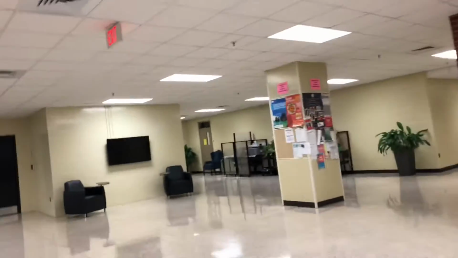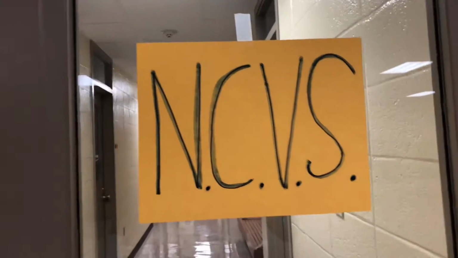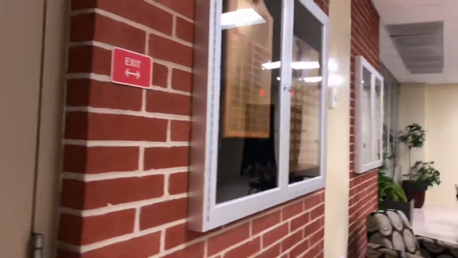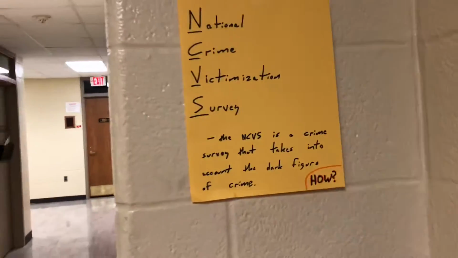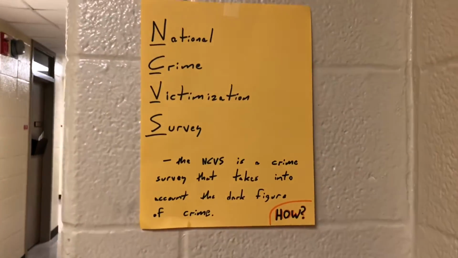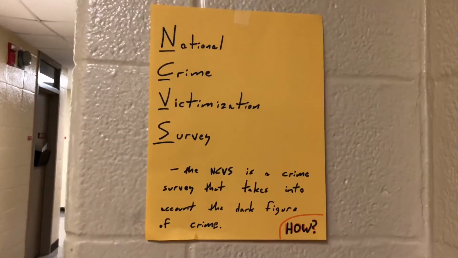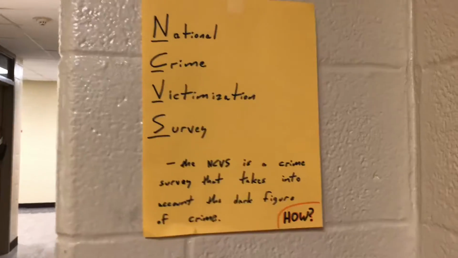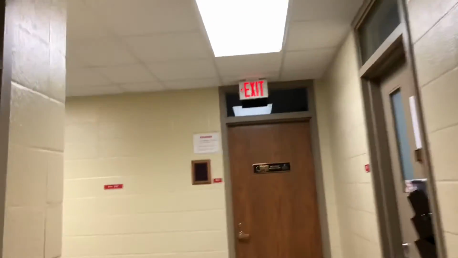now that we've gone over the dark figure of crime, let's talk about the NCVS, our final crime survey. Who thinks they know what that is? That is the National Crime Victimization Survey. And the NCVS is a crime survey that takes into account the dark figure of crime. How does it do that? Be thinking about that. How does it take into account crimes that weren't even reported?